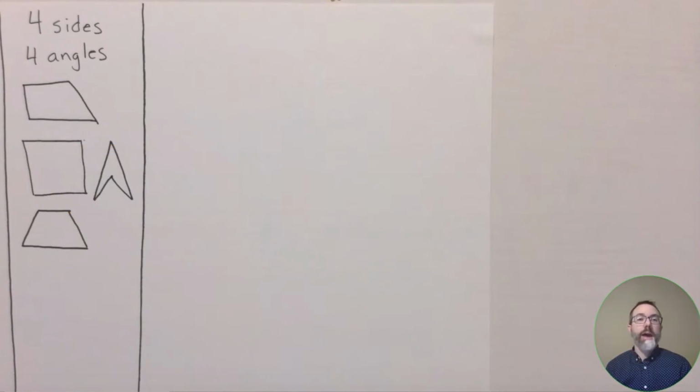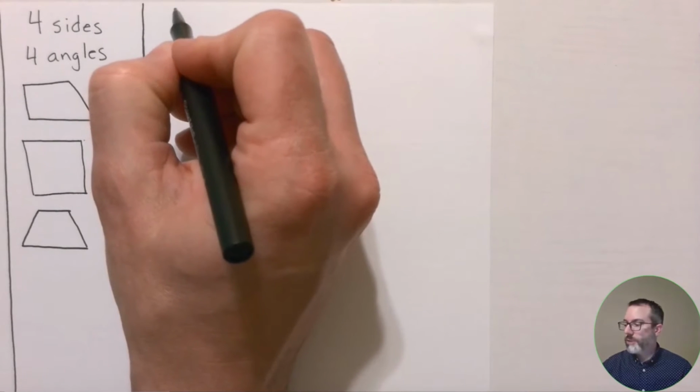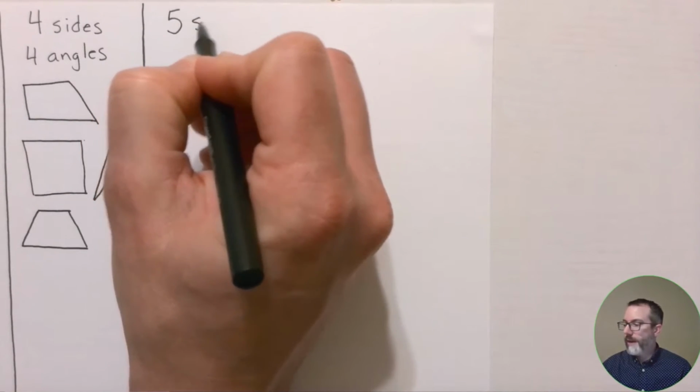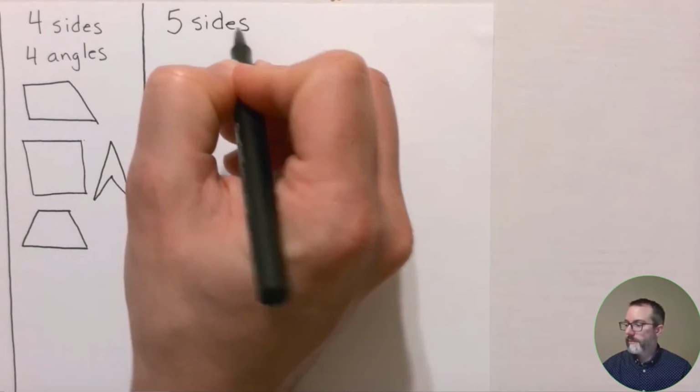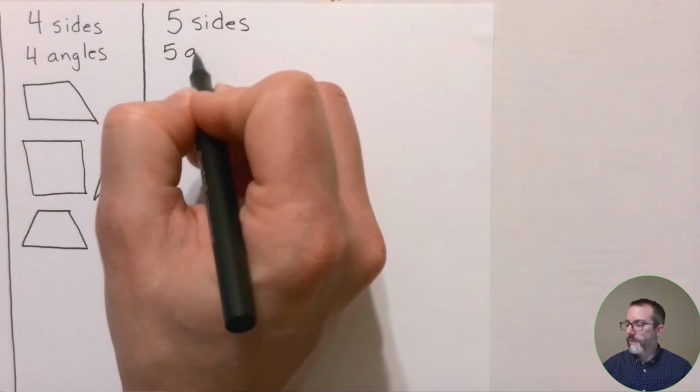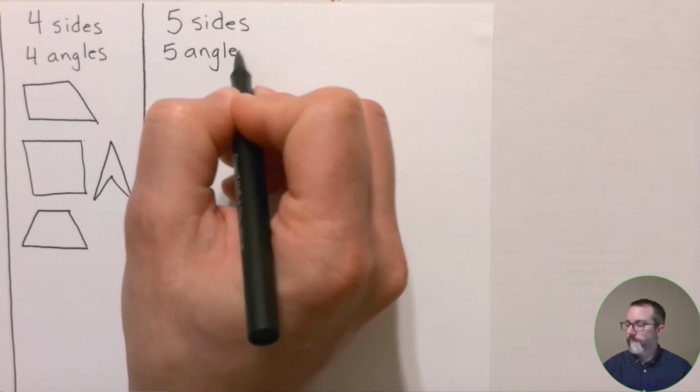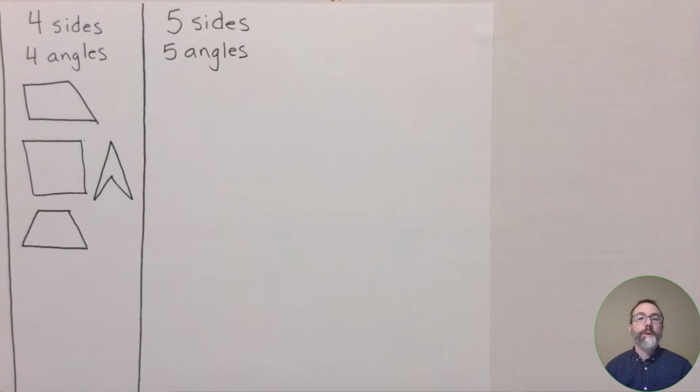Now let's add another side to our shapes. So this time I want you to make some shapes that have 5 sides and 5 angles. You can press pause now, make 2 or 3 shapes that have 5 sides and 5 angles, and then press play when you're ready to see what I built.